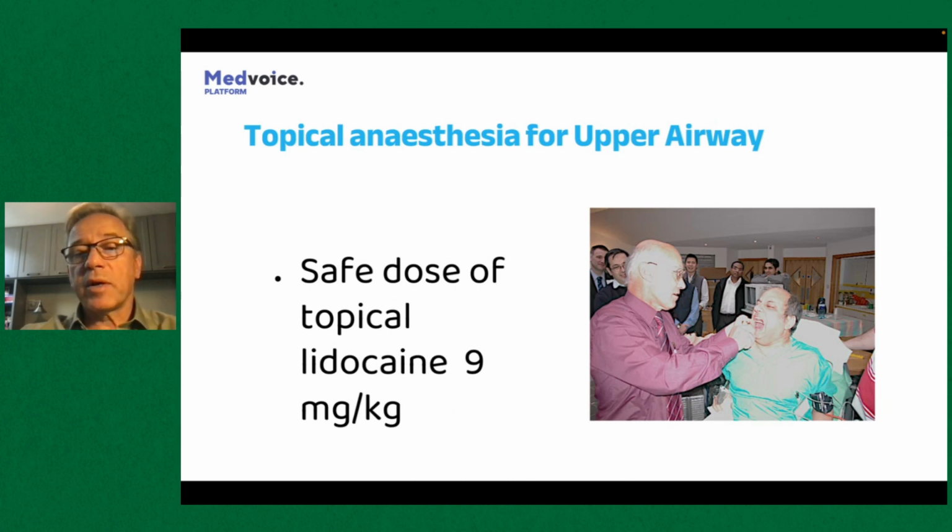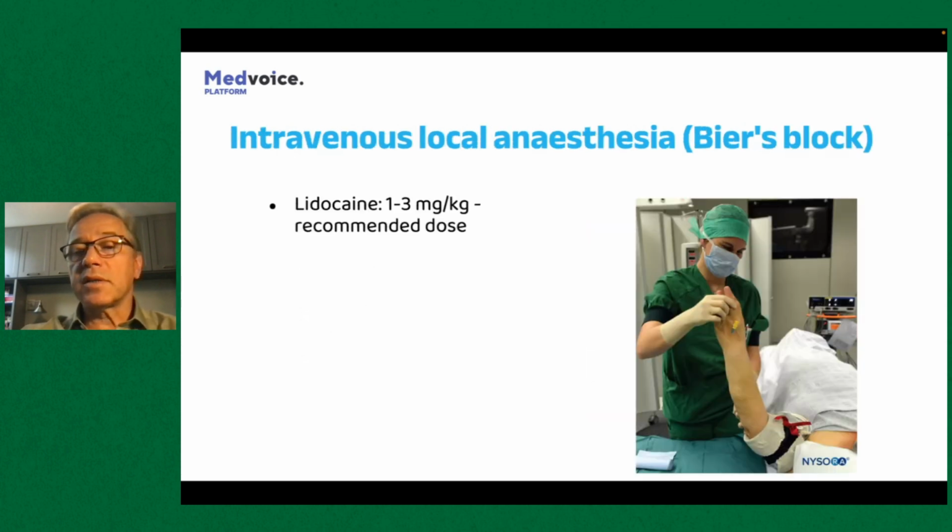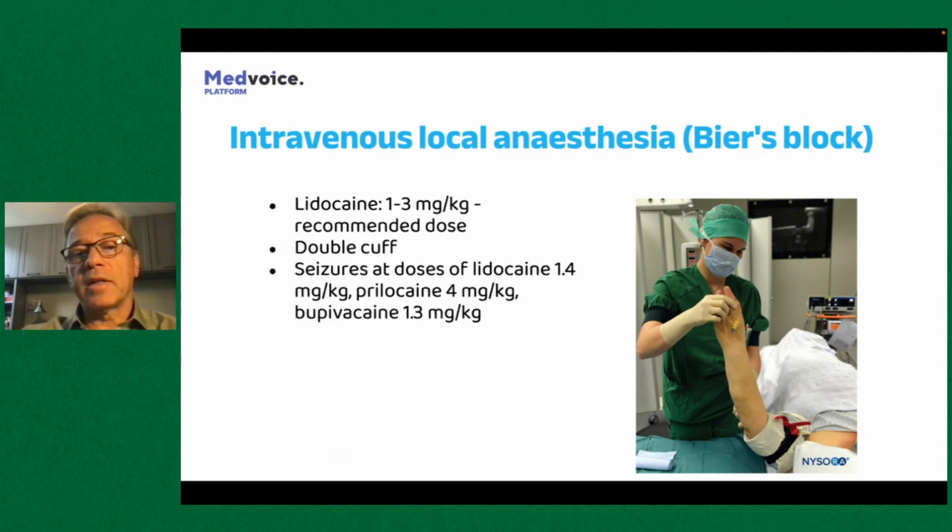Topical anesthesia for upper airway surgery, we use a lot of it, but remember the safe dose for topical anesthesia of lidocaine is 9 milligrams per kilogram. Intravenous local anesthesia or Bier's block, the recommended dose of lidocaine is 1 to 3 milligrams per kilogram. You have to use the double cuff. And seizure has been described at doses of 1.4 milligrams per kilogram of lidocaine, prilocaine 4, bupivacaine 1.3.